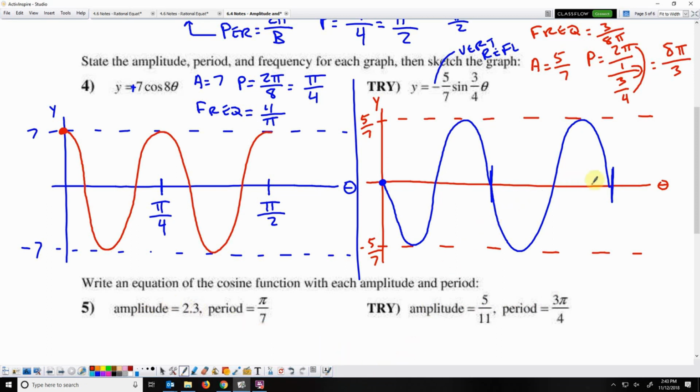The period is 8 pi over 3. So this horizontal distance of the first cycle is 8 pi over 3. And when we go another 8 pi over 3, we've got 1 times 8 pi over 3, then 2 times 8 pi over 3, which is 16 pi over 3.